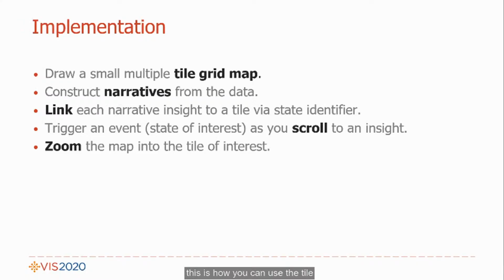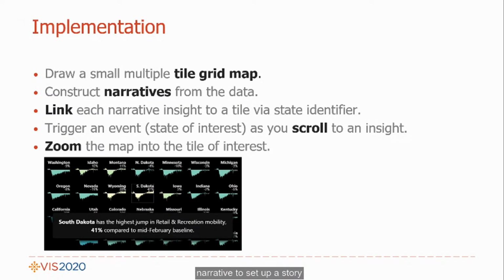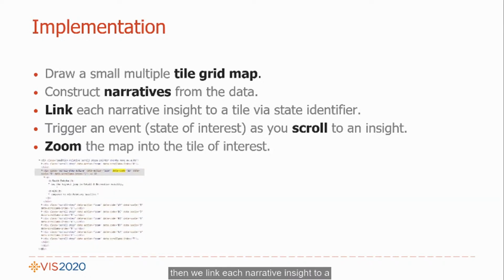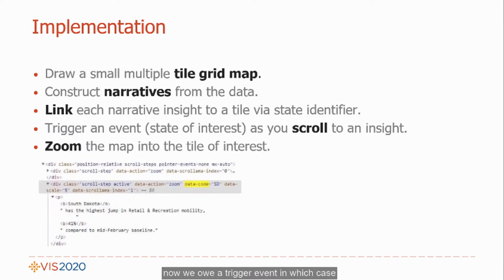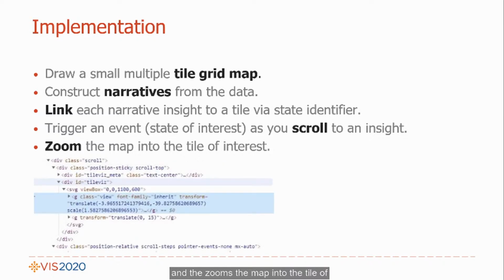This is how you can use the tile narrative to set up a story. We first draw a small multiple tile grid map. Then we construct narratives from data based on the rules we think could be repeatably used for the story. Then we link each narrative insight to a tile via a state identifier. Now we invoke a trigger event, in which case a state key, as and when you scroll into that particular insight, zooms the map into the tile of interest.